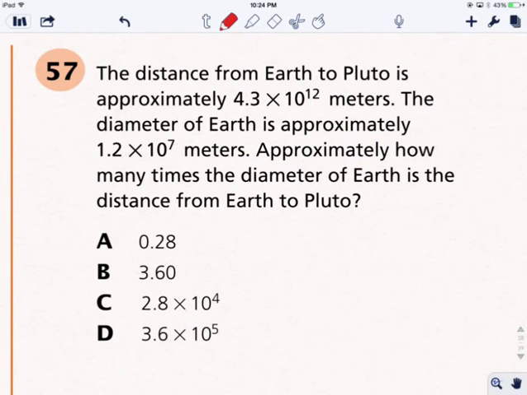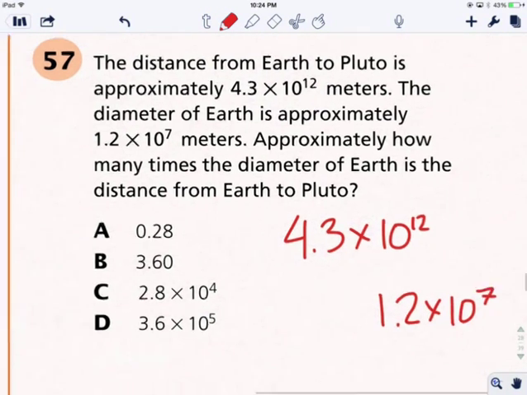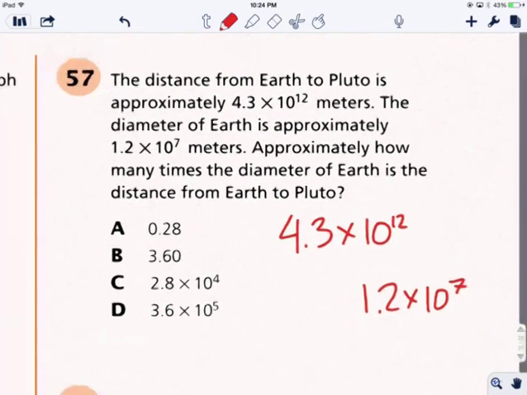Number 57. The distance from Earth to Pluto is approximately 4.3 times 10 to the 12th meters away. The diameter of the Earth is approximately 1.2 times 10 to the 7th meters. Approximately how many times the diameter of Earth is the distance from Earth to Pluto?